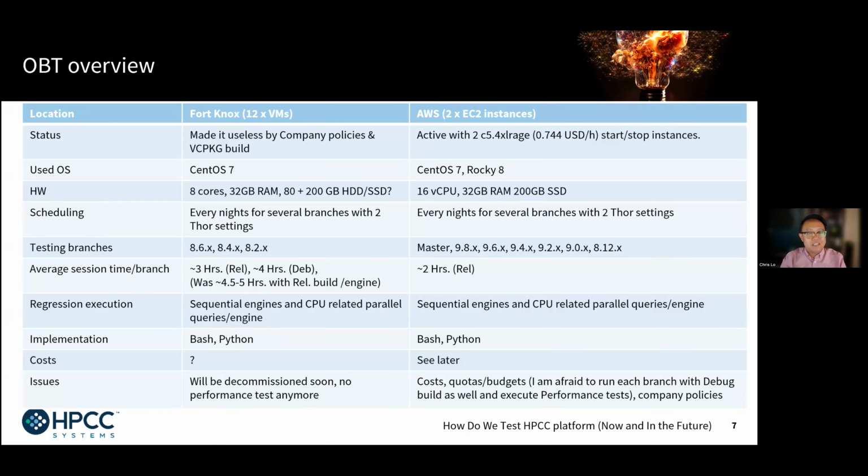Before we switched to VC package-based builds, we had 12 VMs doing our testing behind secured company servers. It was secured behind a VPN, a jump server, single sign-on validation, as well as a very strong proxy server. And this was a bit of a problem for our VC package builds because it needed a lot of things that were blocked by these powerful firewalls and proxies. So we had to move our OBT into AWS.